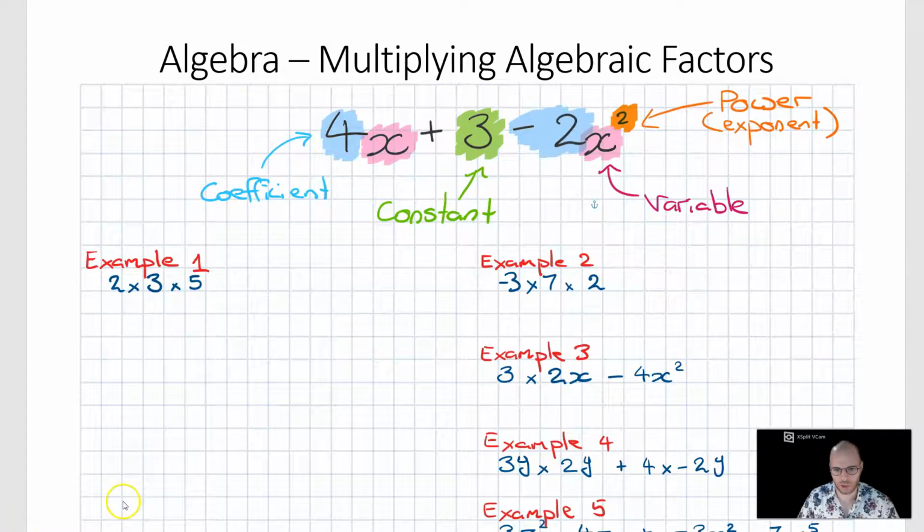In this video we're going to go over the fundamentals of multiplying algebraic factors together. Now before we jump into any examples, we'll have a quick refresher of the terminology of algebra. So what I've got here is an algebraic expression and it's 4x plus 3 minus 2x squared.